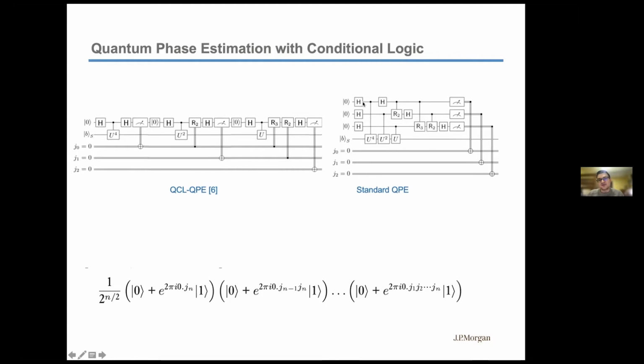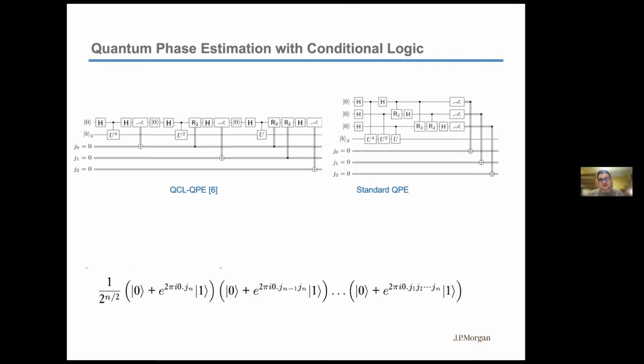If you look at the standard QPE, the number of qubits we need to estimate the precision of our eigenvalue scales linearly with that precision. However, we could potentially require very high precision to represent or estimate these eigenvalues. So we need increasingly more qubits, and of course NISQ devices don't have many qubits and they're very noisy. So we want to reduce this number of qubits as much as possible.